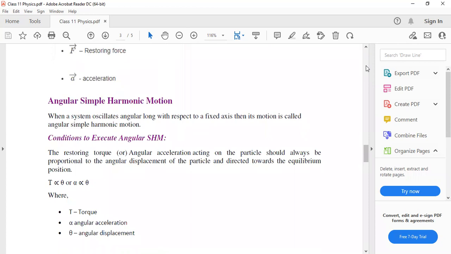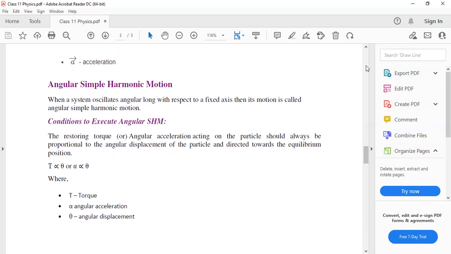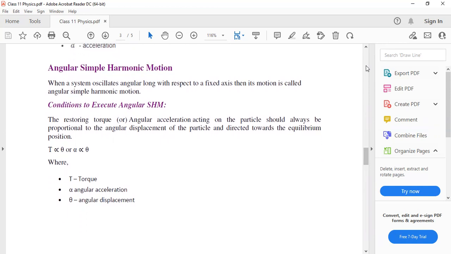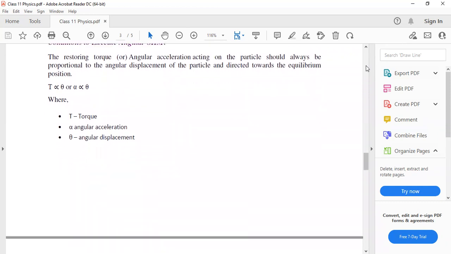Now let's discuss angular simple harmonic motion. When a system oscillates angularly with respect to a fixed axis, its motion is called angular simple harmonic motion. These are some conditions to execute angular SHM. The restoring torque or the angular acceleration acting on the particle should always be proportional to the angular displacement of the particle and directed towards the equilibrium position. That means capital T is proportional to theta, or alpha is proportional to theta. Here T is the torque, alpha is the angular acceleration, and theta is the angular displacement of the particle.